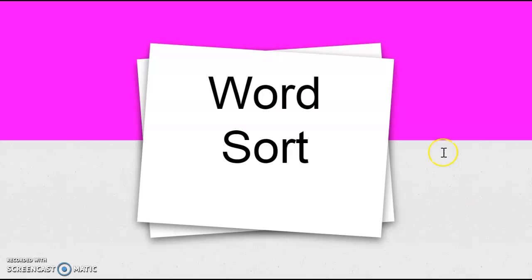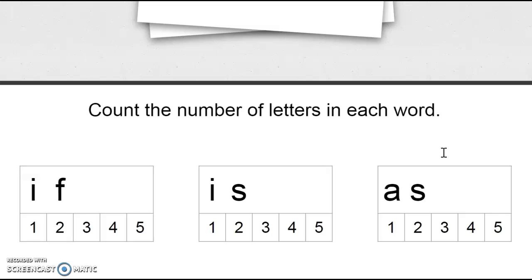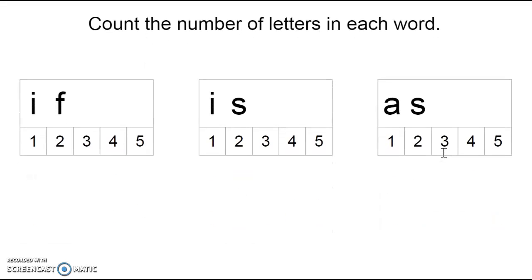Our next section is word sort. So we're going to count the number of letters in each word. Our first word is if. So looking at the word if, we see that it is spelled I-F. Let's count the letters together. 1, 2. The word if has 2 letters.